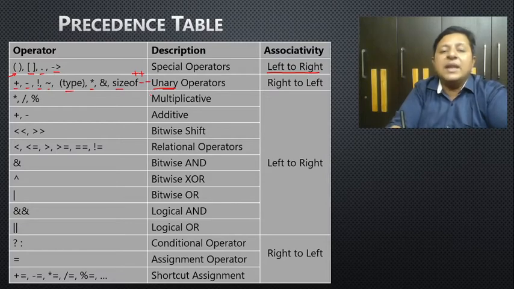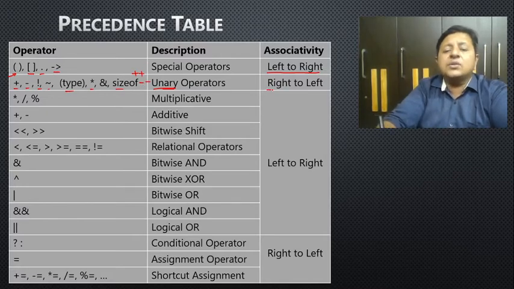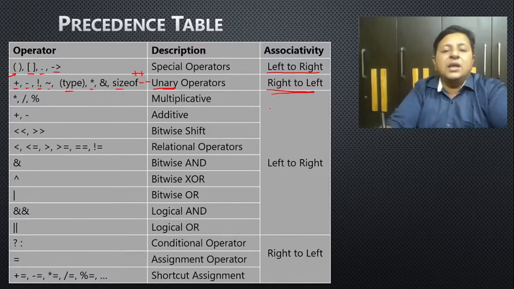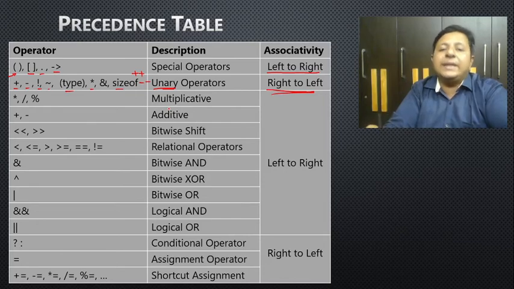They obviously have lesser precedence than special operators, but very high precedence over the binary and ternary operators which we have later. These unary operators have their associativity from right to left. So if you have multiple unary operators together, how do I resolve the sequence of execution? Using right to left associativity. Even for unary operators, you will find my separate video where I'll explain unary operators in detail, so you can look forward to that as well.